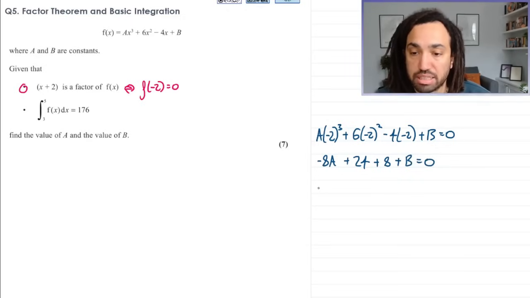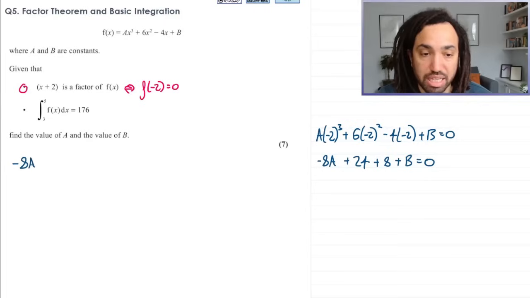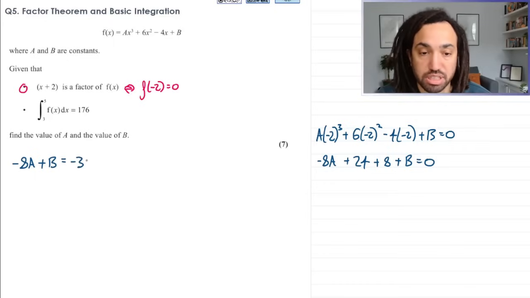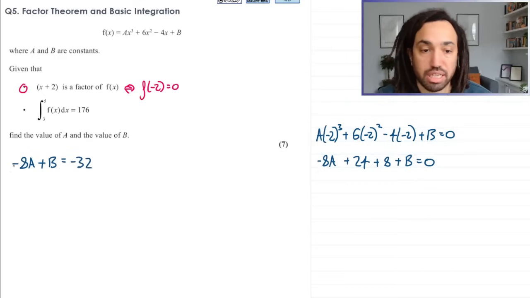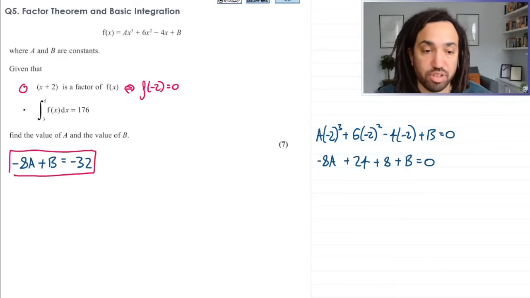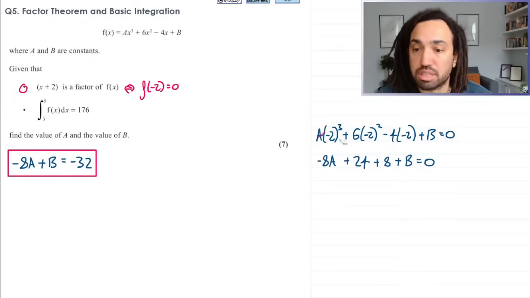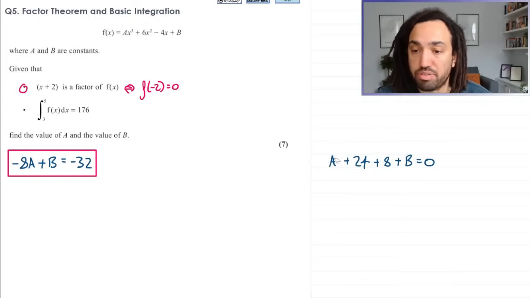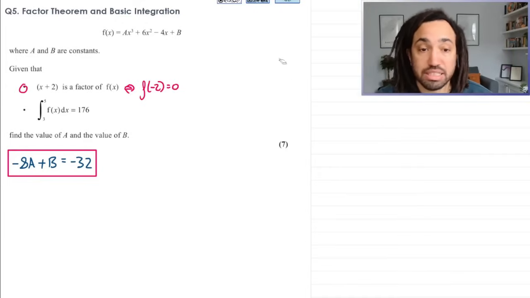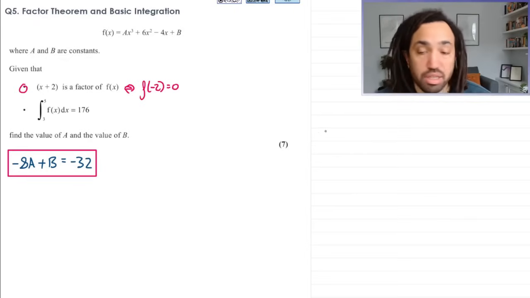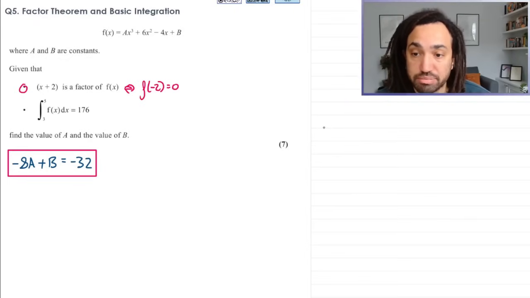So we can say that, and let's write it over here, so minus 8a plus b will equal, and that's 32, move it to the other side, so minus 32. Okay, great, so that comes from the first bit of information. Can't take that any further, of course, because there's 2 unknowns, but then that can allow us to then set up the next part of the simultaneous equation, and that is that the integral when the limits of 5 and 3 are subbed in is going to give us 176.